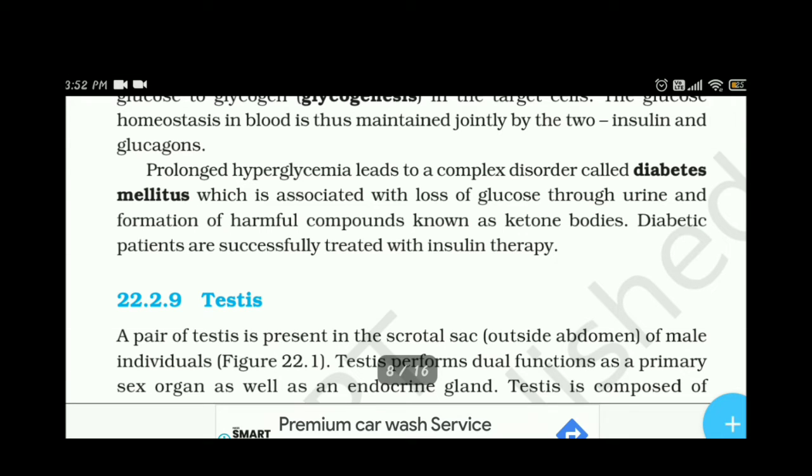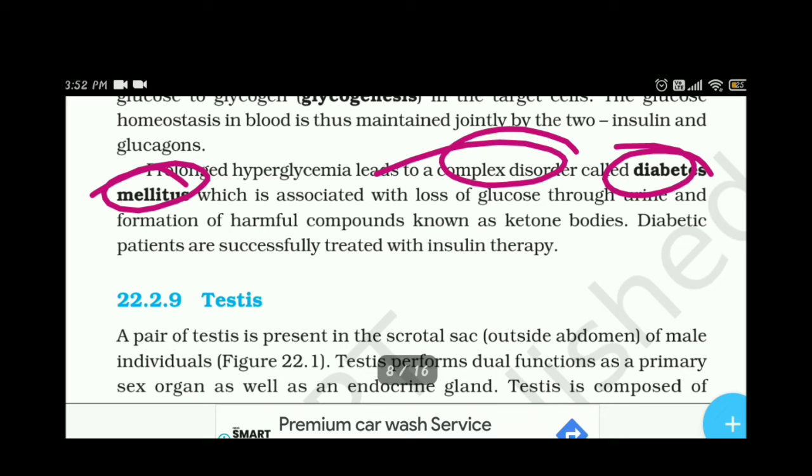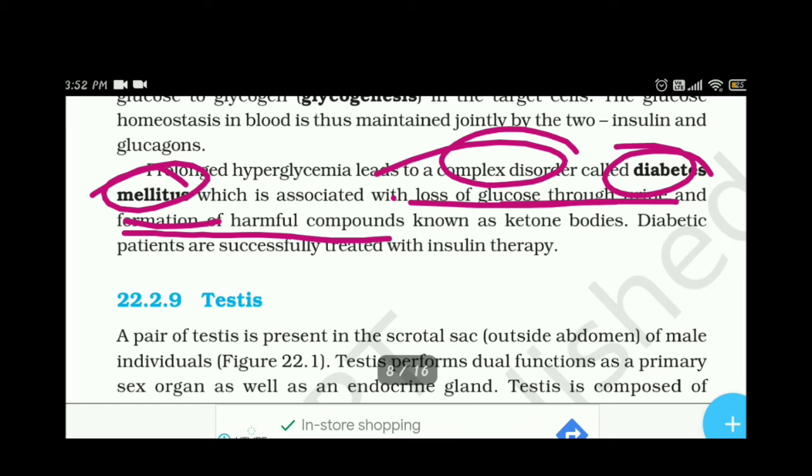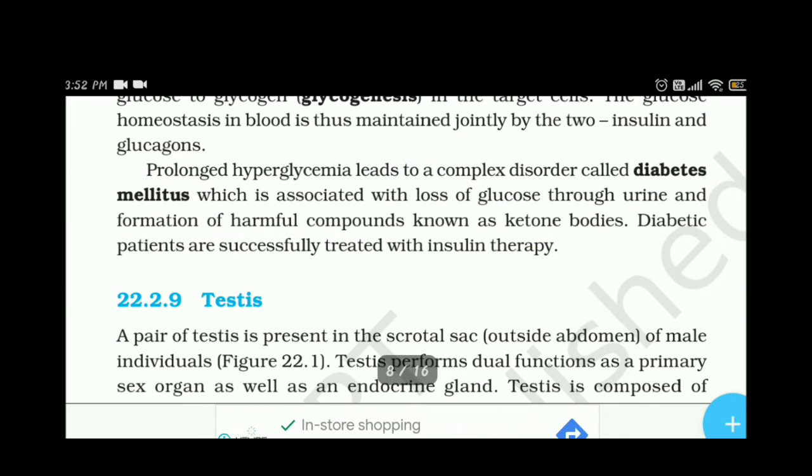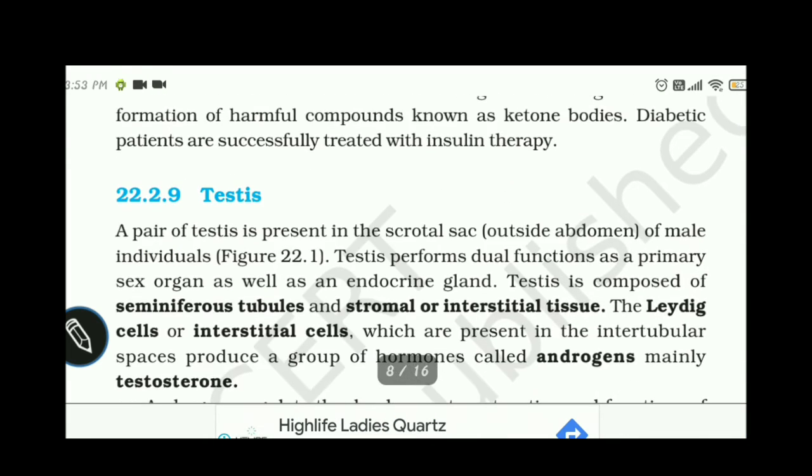Next we have the disorder called prolonged hyperglycemia. If hyperglycemia is prolonged, it leads to a complex disorder called diabetes mellitus. It is associated with the loss of glucose through urine and the formation of harmful compounds like ketone bodies. Diabetic patients are successfully treated by insulin therapy.